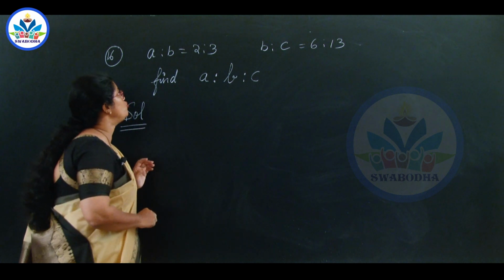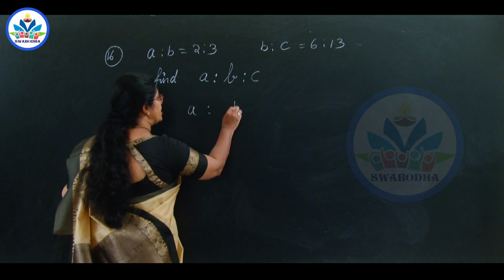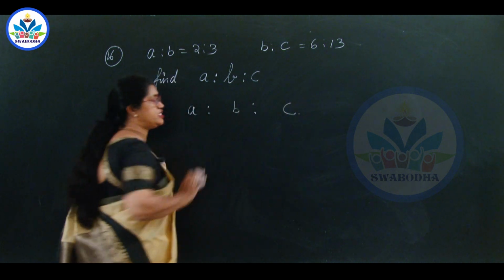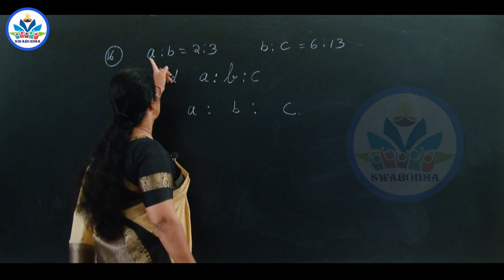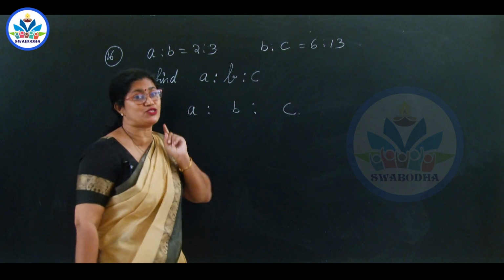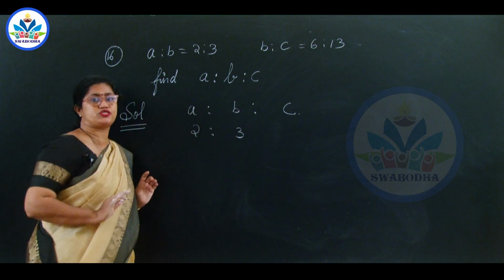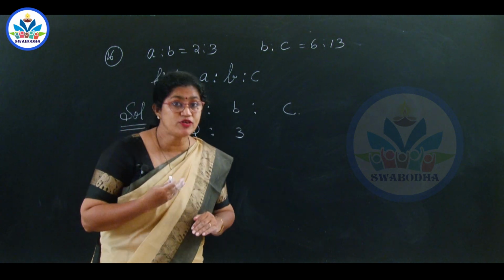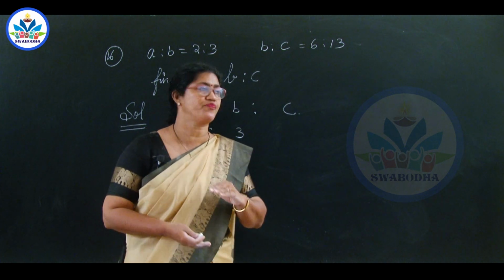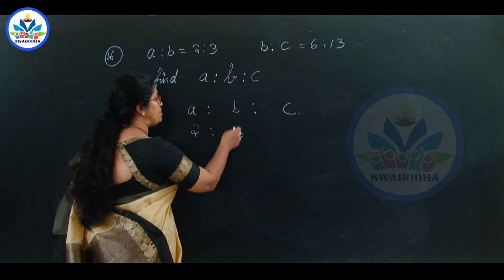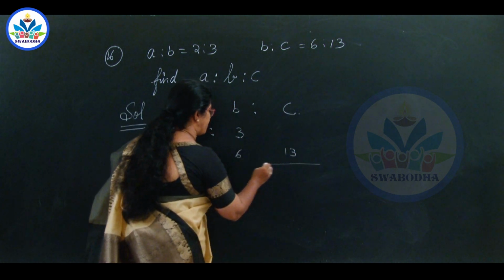Now what is given to me is A is to B and then B is to C. So let me write this: A is to B is to C. This is what I have to find. First, what is given to me? A is to B. Write it in the first row. So A is to B is given as 2 is to 3. Next, what is your next ratio? B is to C. Write it in the second row. So under B you write 6, and under C you write 13.